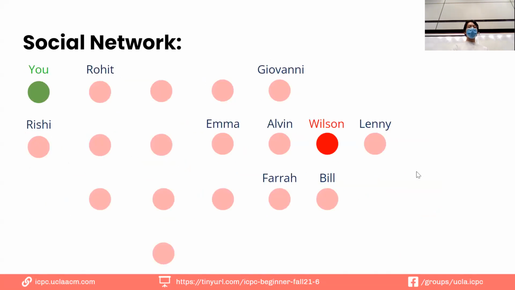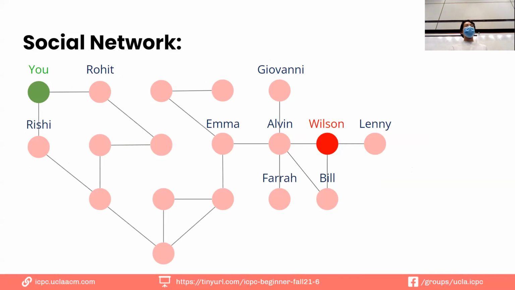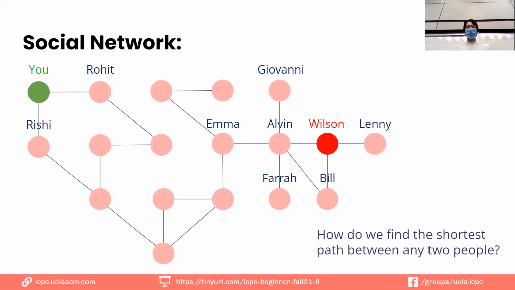So we can see all the people here, and we can connect people together by whether or not they're contacts. So Wilson is contacts with Alvin, Bill, and Lenny. Alvin is contacts with Bill, Emma, Giovanni, and Farah, and so on. So we can draw this kind of picture relating all the people together. So our question is, how can we find the shortest path between any two people? We want to cross the least number of these lines.